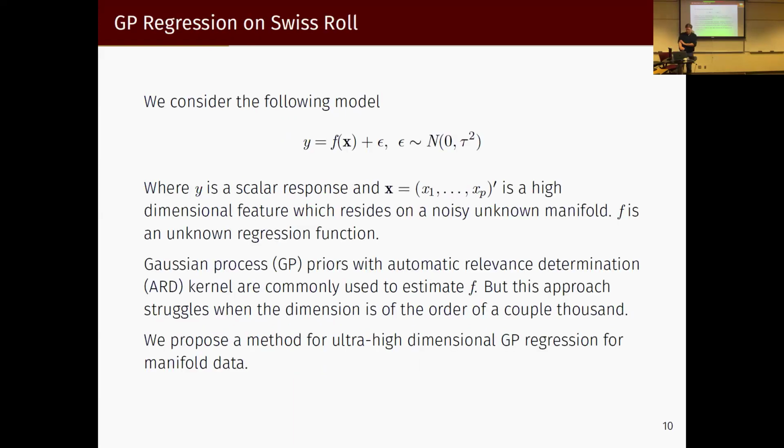Okay, so we're doing Gaussian process regression. We have y equal to f of x plus epsilon, which is noise, where y is a scalar response, and x is a high dimensional feature vector. F is an unknown regression function.